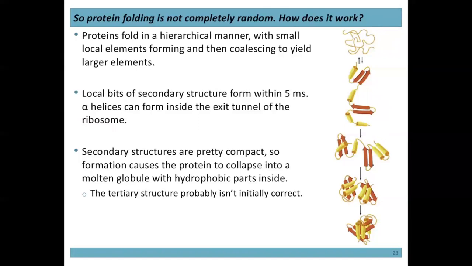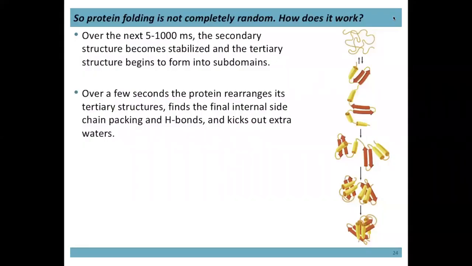And when you do that, you start to compact the protein. So these secondary structures are pretty compact. And so what they start to do is interact with other secondary structures, and the protein kind of collapses into an overall structure. Okay, and then it says the tertiary structure probably isn't initially correct. Well, if the tertiary structure isn't initially correct, how do you actually get a... Okay, so it'll collapse in, and likely that tertiary structure isn't originally correct.